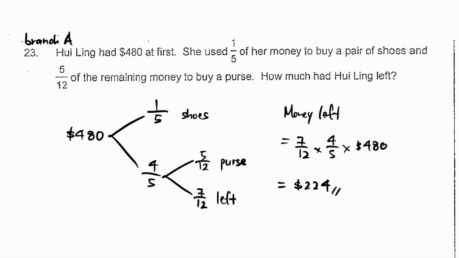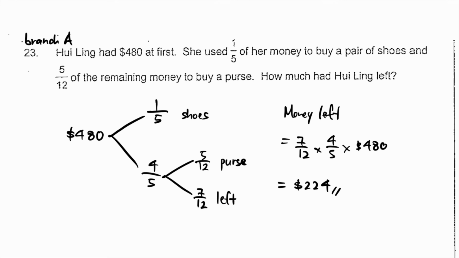Question 23. Hui Ling had 480 at first. 1/5 of her money to buy a pair of shoes, and 5/12 of the remaining. Okay, so now you can tell this is a branch method A question. So 4/5 is the remainder, 5/12 of this remainder spent on the purse, 7/12 left.